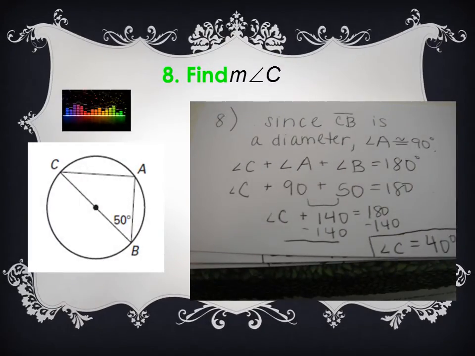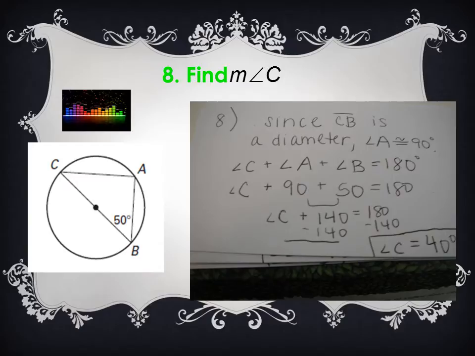We are asked to find angle C. We know angle C is an inscribed angle, so we may need to use that formula. But let's look at what we're given first. We know that CB is a chord that goes through the center of the circle. Therefore, CB is a diameter, meaning that arc CB is 180 degrees.